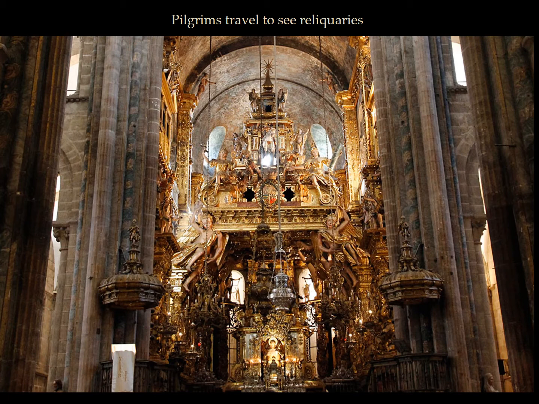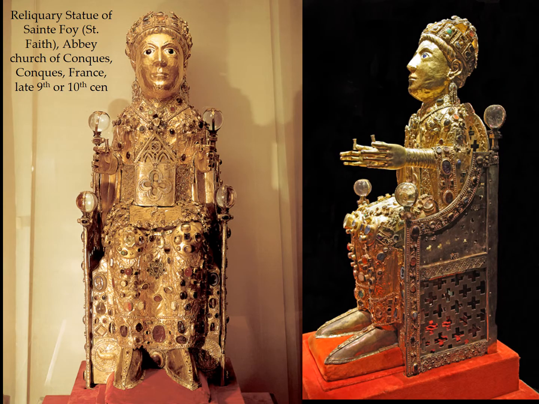Now, reliquaries are going to be sculptural structures that hold and protect a relic, which is associated with the holy person, generally a part of their body, but could also be something that they touched. Here in the reliquary statue of Sainte Foy, or Saint Faith, we have an example of a child martyr whose skull is located within this structure and is taken out periodically to venerate.